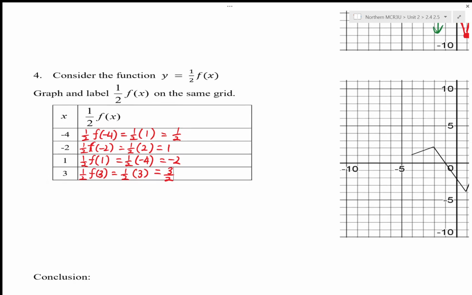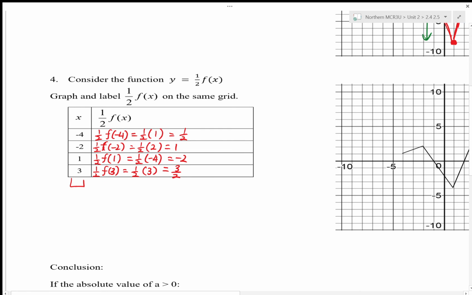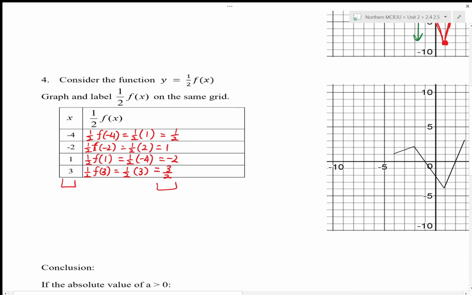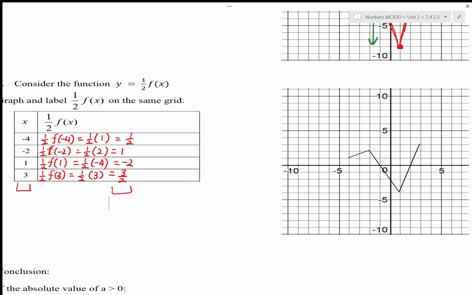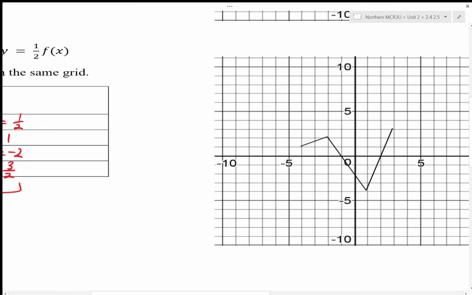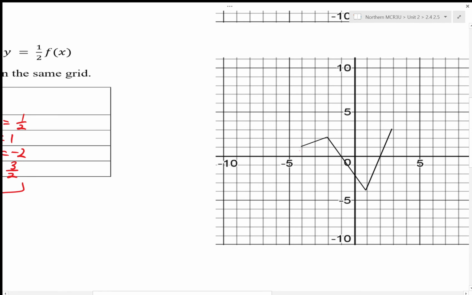So let's draw our new graph with the existing x values and the new y values. When x is negative 4, y is at a half, so I have to zoom in a little. It's somewhere down here. And then the next point, when x was negative 2, it is at 1. Instead of negative 4, it's at negative 2. Instead of 3, it's at 3/2. So my graph now looks like this.